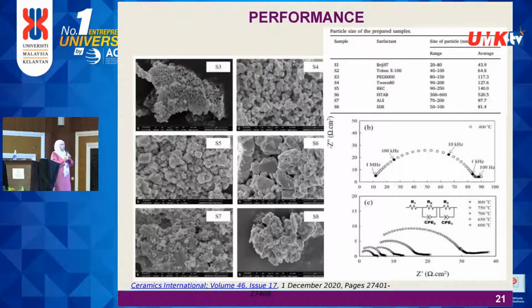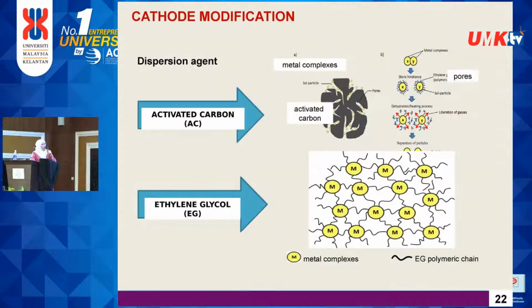For the cathode modification, to modify the cathode microstructure, we use dispersing agents. In terms of the dispersing agent, we try to compare what happens to the microstructure of the cathode when you use activated carbon and ethylene glycol. This is how we explain the mechanism, how the dispersing agents disperse the particles during the processing.